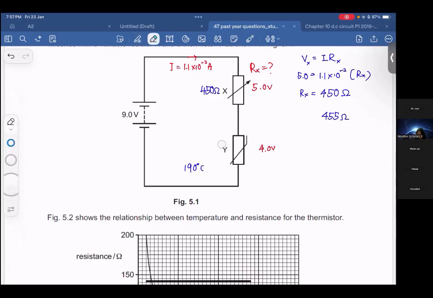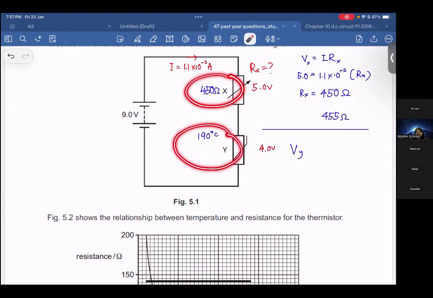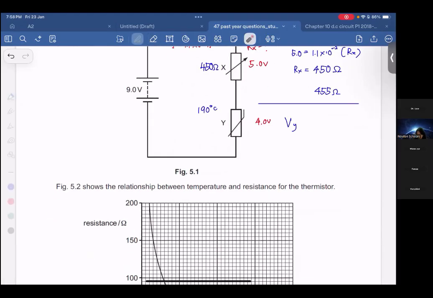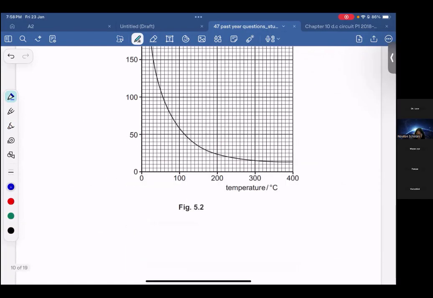Look at me. Now the question says this one is 190 degrees Celsius. So what is the voltage Y? V1, this one I know is 450 ohm. I don't know this resistance, but if I know, I can use the potential divider formula to do the calculation. What information can we get from this 190 degrees Celsius, dear? This is for the thermistor. You see the graph is for the thermistor. So at 190, draw from here.